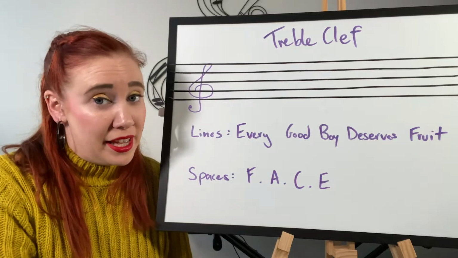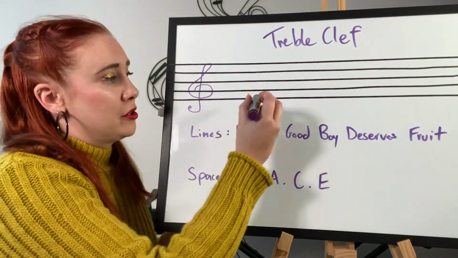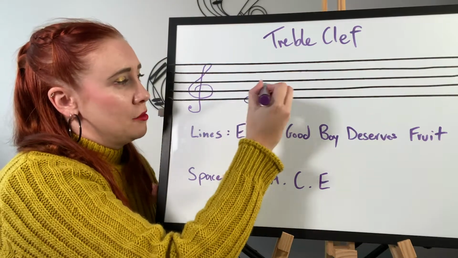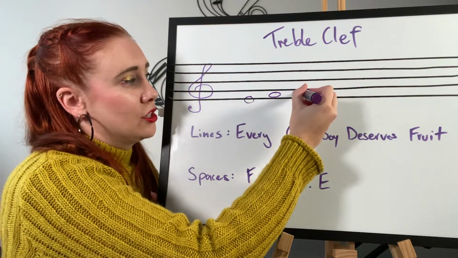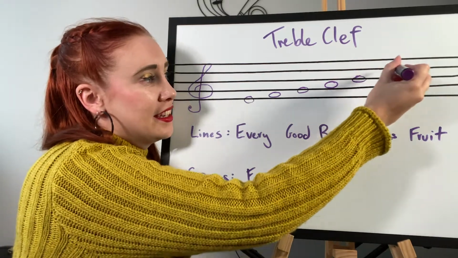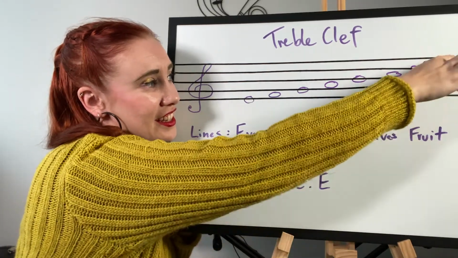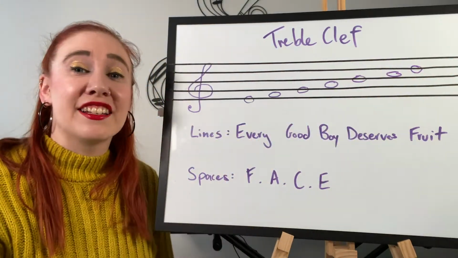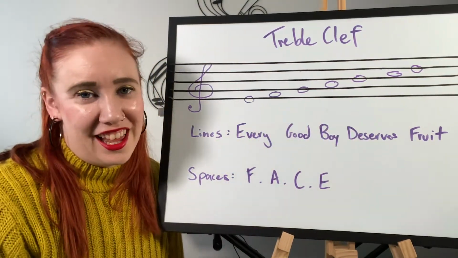Let me show you what I mean by it goes through the alphabet. So we know our bottom line is E. This one is F, G, and then we go back to A, B, C, D, E, F, G, and it goes on and on like that.